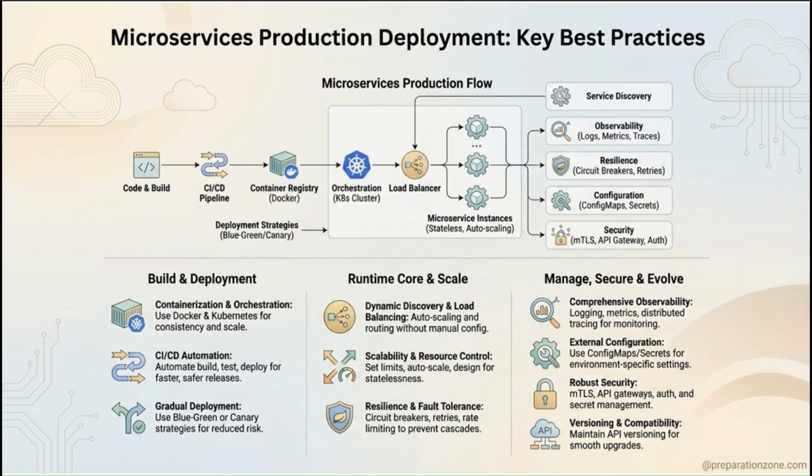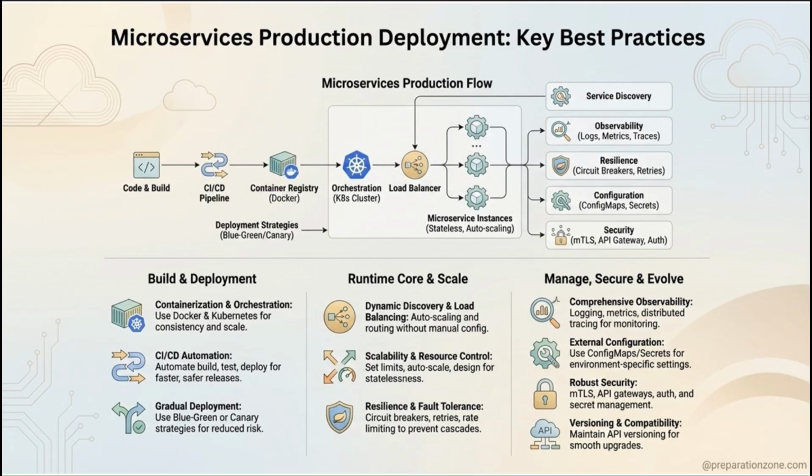Then configuration management. We keep configuration outside our code using config maps, secrets, or service registration. This way, we can tweak settings for different environments, dev, test, prod, without redeploying anything. Security. Security isn't optional. We use an API gateway that enforces authentication, manage secrets properly, and apply mutual TLS between the services. This keeps unauthorized access out and protects sensitive data.